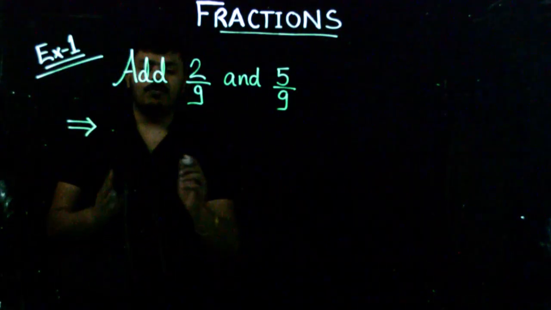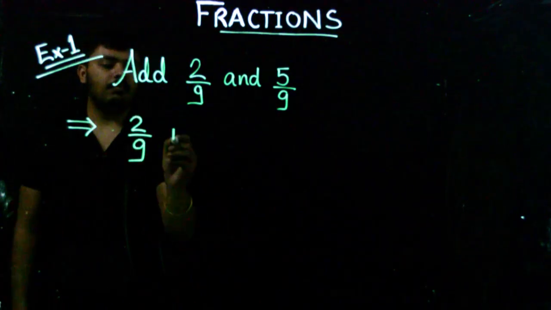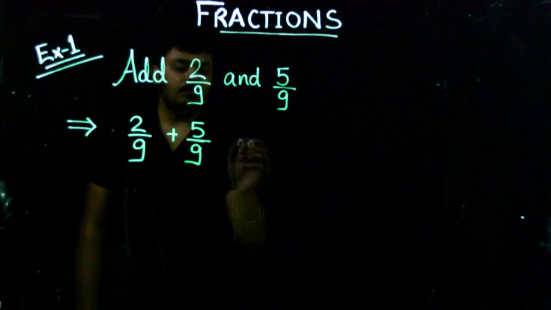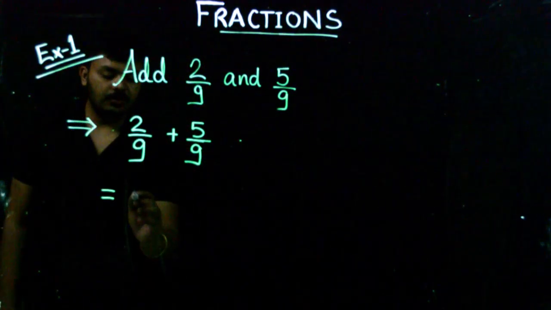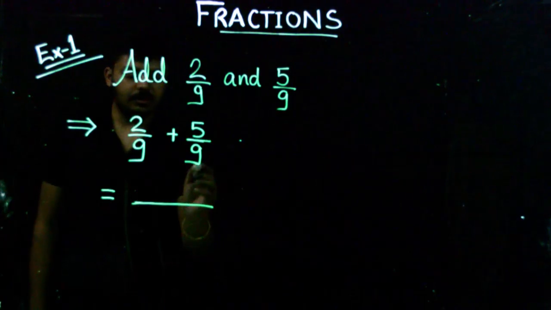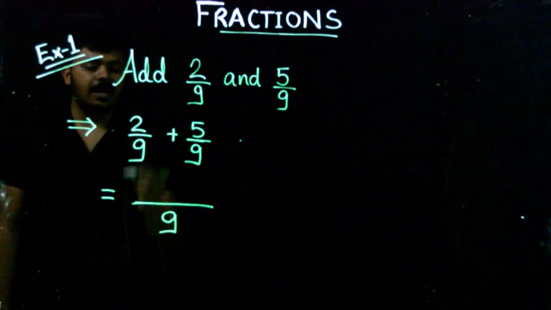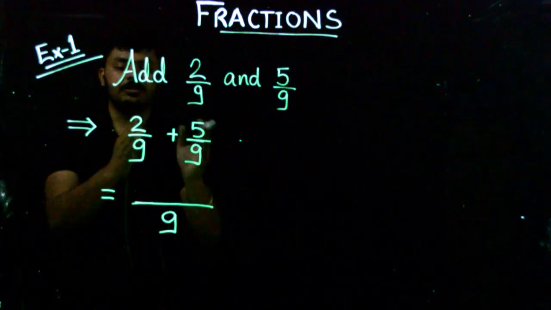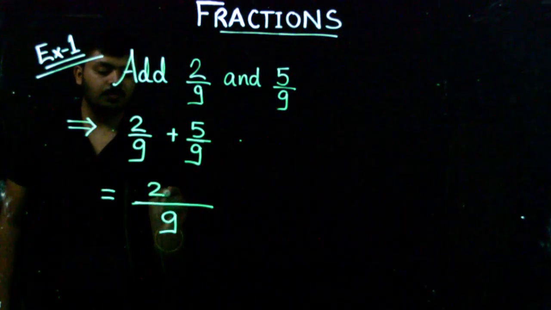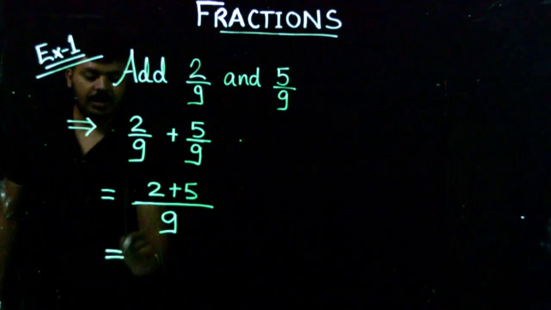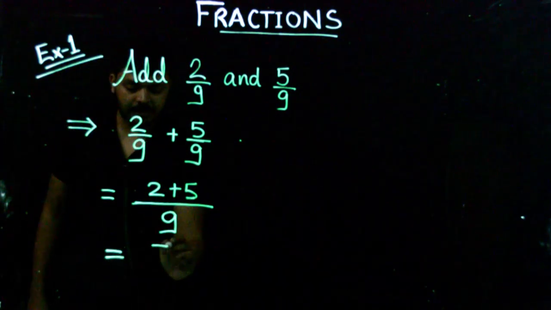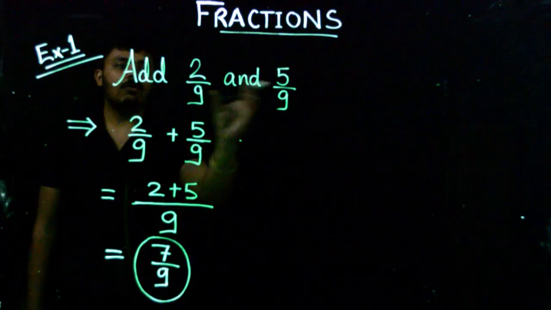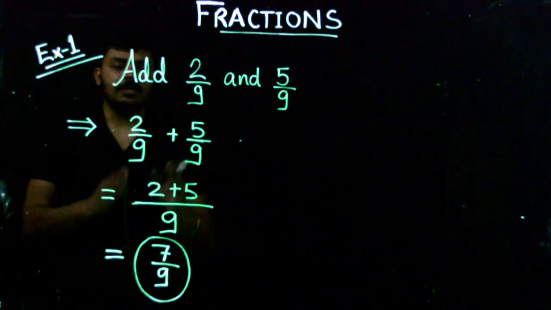We need to first write 2 by 9 plus 5 by 9. Now both have the same denominator, so we take the common denominator, which is 9, and add up the numerators. So the common denominator is 9 and the numerators are added: 2 plus 5 is 7. So our answer is 7 by 9. This is the answer for the required addition of the two like fractions.